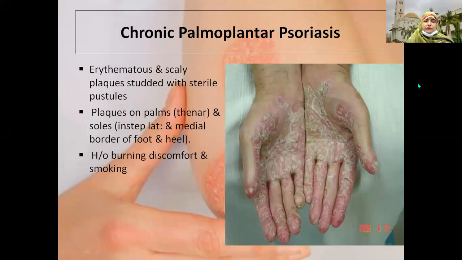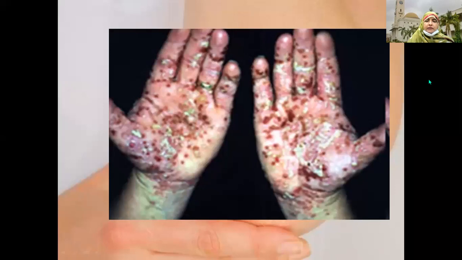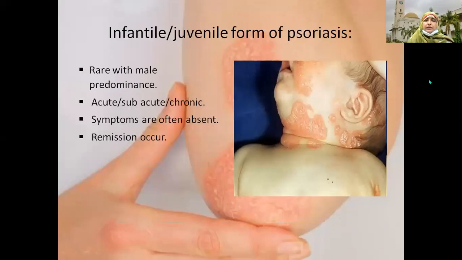The rarer forms of psoriasis include chronic palmoplantar psoriasis, in which erythematous and scaly plaques studded with sterile pustules are present mostly on the palms and soles. There may be a history of burning and discomfort, and it is associated with smoking. Here you can see the involvement of the sole. Again, the palms of both hands are involved, studded with sterile pustules. Again, the soles. Then in children, the juvenile or infantile form of psoriasis is there, and it is rare with male predominance.